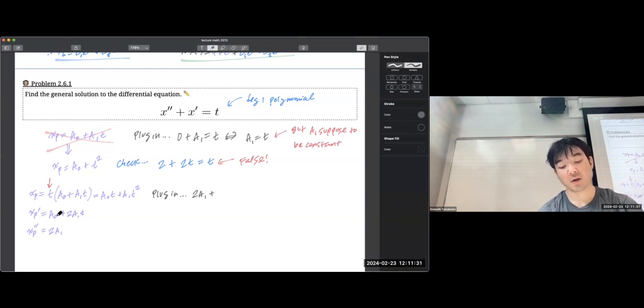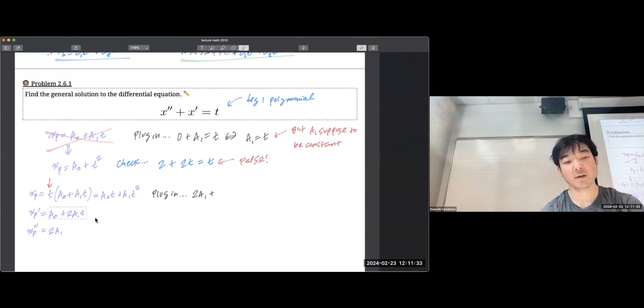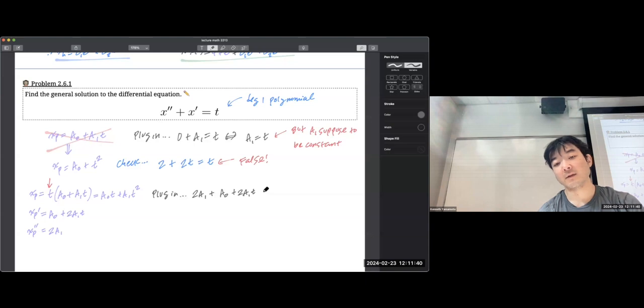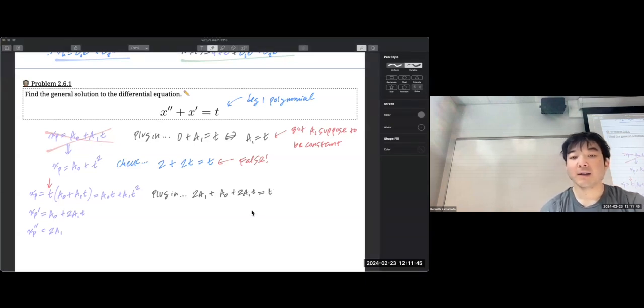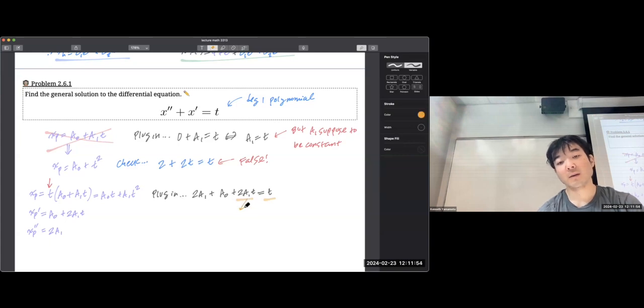Plus your x prime term is going to be this thing, and that is it on the left, and this has to equal t. And then you will try to match terms. So you'll say that there's a t term here, and there's a t term here. So this automatically gives us that 2a1 has to equal 1. Therefore, your a1 has to equal half.